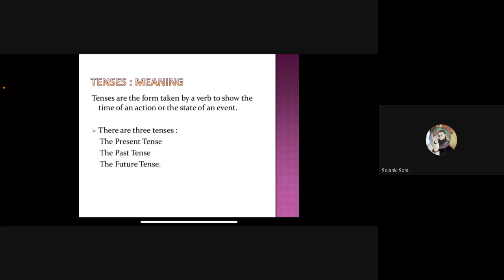Tenses, meaning. Tenses are the form taken by a verb to show the time of an action or the state of an event. There are three tenses: the present tense, the past tense, the future tense. Right. So you already know this is the basic thing, right? Tenses show the time when the action takes place. Mainly, there are three tenses. In total, there are 12, but mainly the basic tenses are these three.